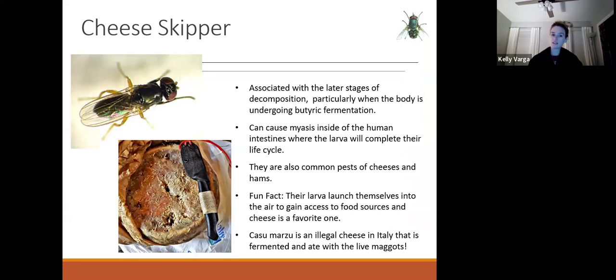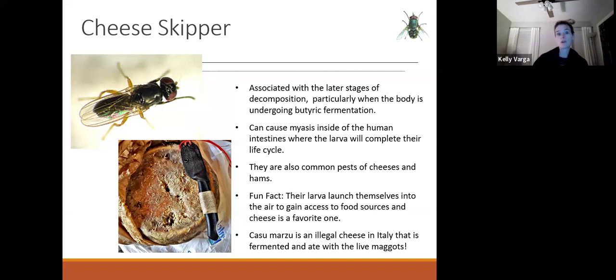Oh, this one, the cheese skipper. This is one of the most fascinating things. So the cheese skipper is associated with the later stages of decomposition. So again, as far as succession, we talk about passing genes on to the next generation. We also talk about things coming into that ecological niche, right? So the body itself is an open landscape. And so everybody's going to have their time to come to the body, right?